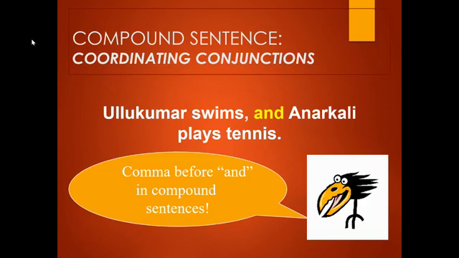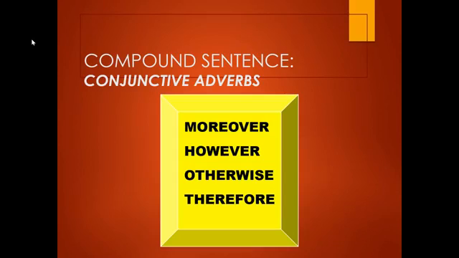Comma before and in compound sentences. This is the second part that we are talking about, and we can talk about that later on because somebody is trying to join. Anyway, these are the words that are called conjunctive adverbs. These are also used. What did I say? Right? I am late, however, I shall reach on time. When we say such things, I am late, however, I shall reach on time.